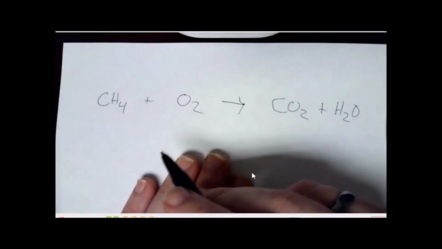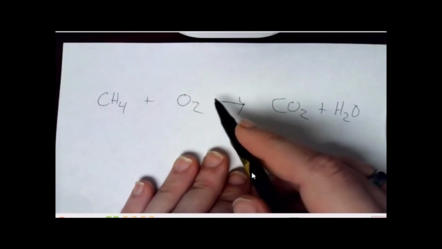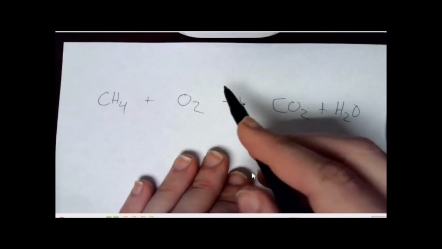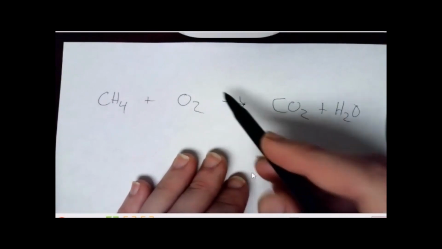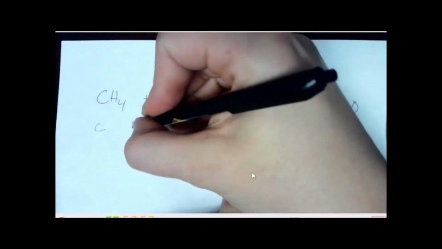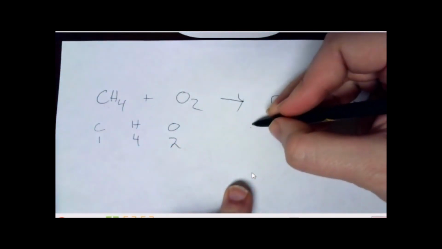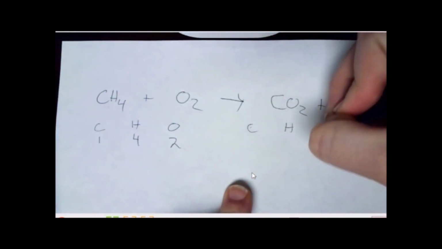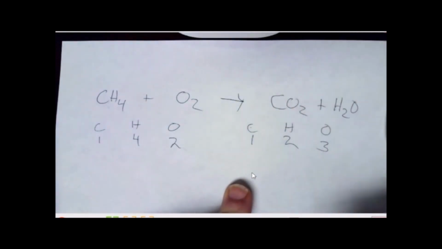Okay, so one of the tricks to balancing chemical reactions is to never start with the oxygen, always finish with the oxygen. Oxygen appears in the most places, so it becomes harder to balance. In this case, we have 1 carbon here, so I'm counting my carbons. On the left, the carbon, hydrogen, oxygen count is 1, 4, 2. On the right, the count right now is 1, 2, 3.